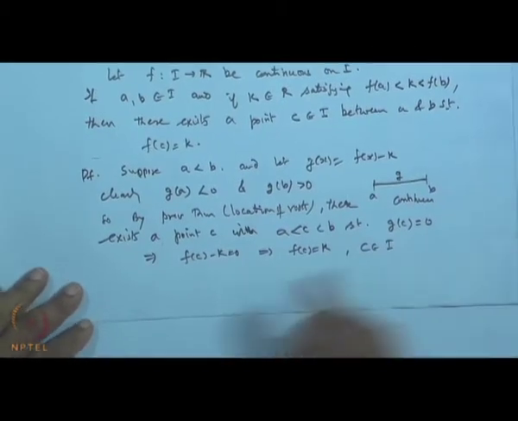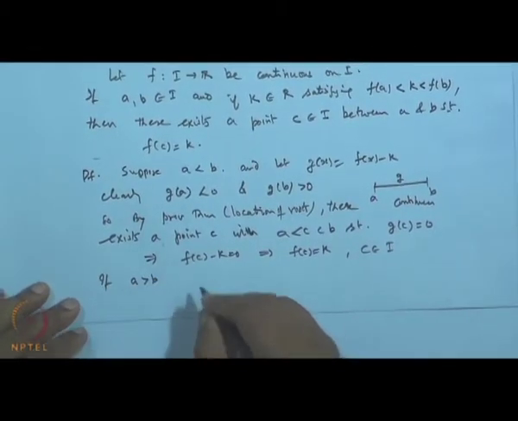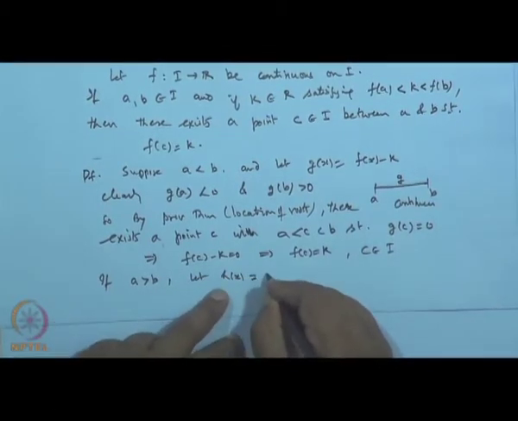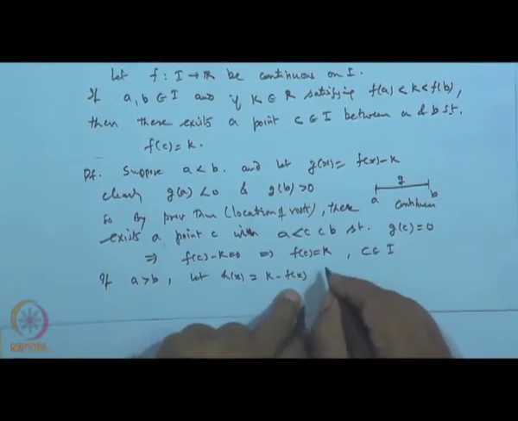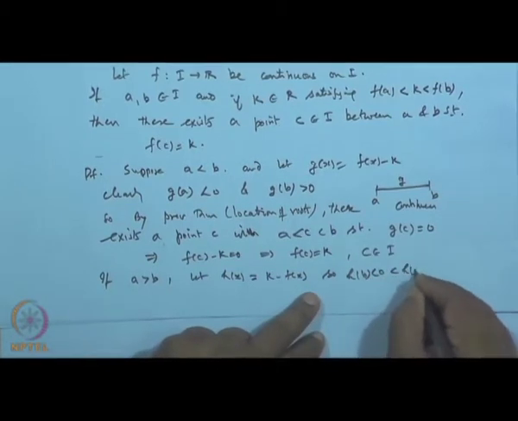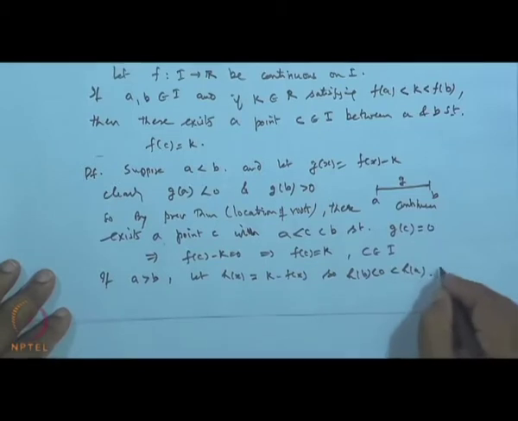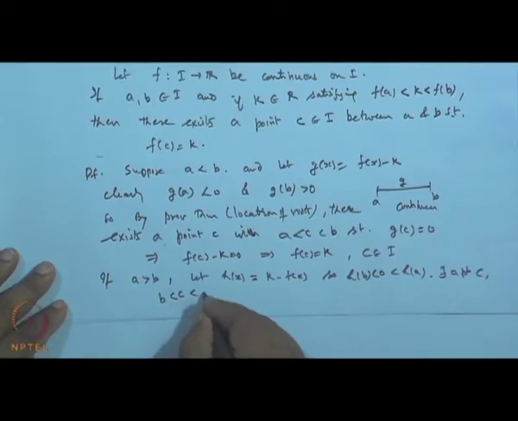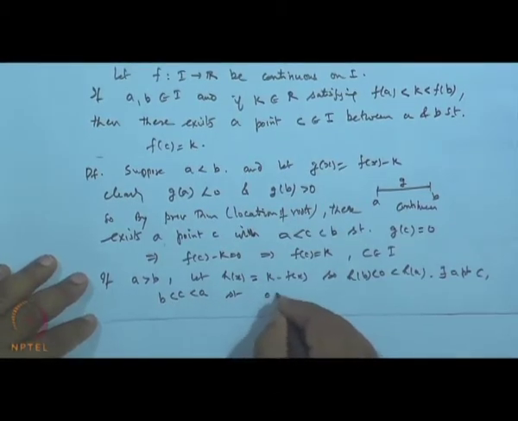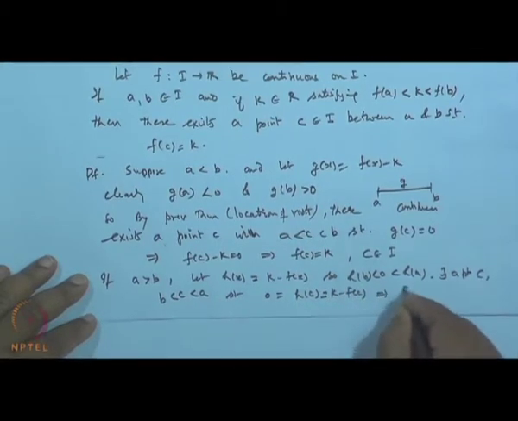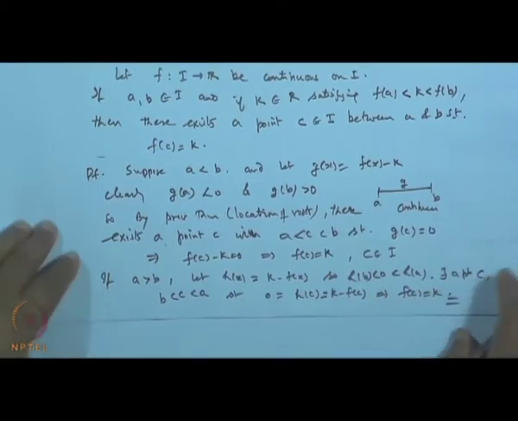Similarly, suppose a is greater than b. Then what happens? You consider the function h of x equal to k minus f of x, so that h of b will be negative and h of a will be positive. So again there exists a point c lying between b and a such that the value of h is 0 at this point, that is k minus f of c is 0. So, this implies f of c is equal to k, and that proves it.